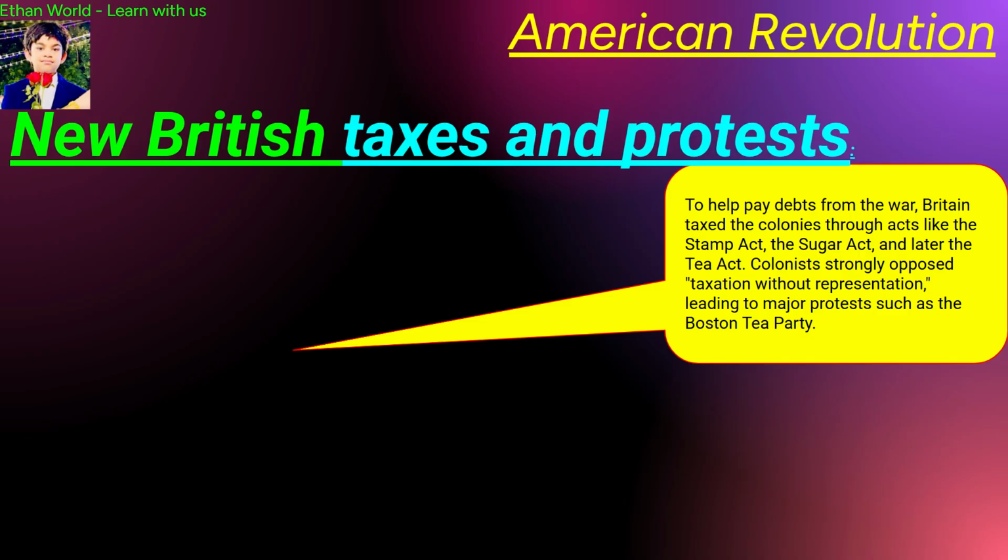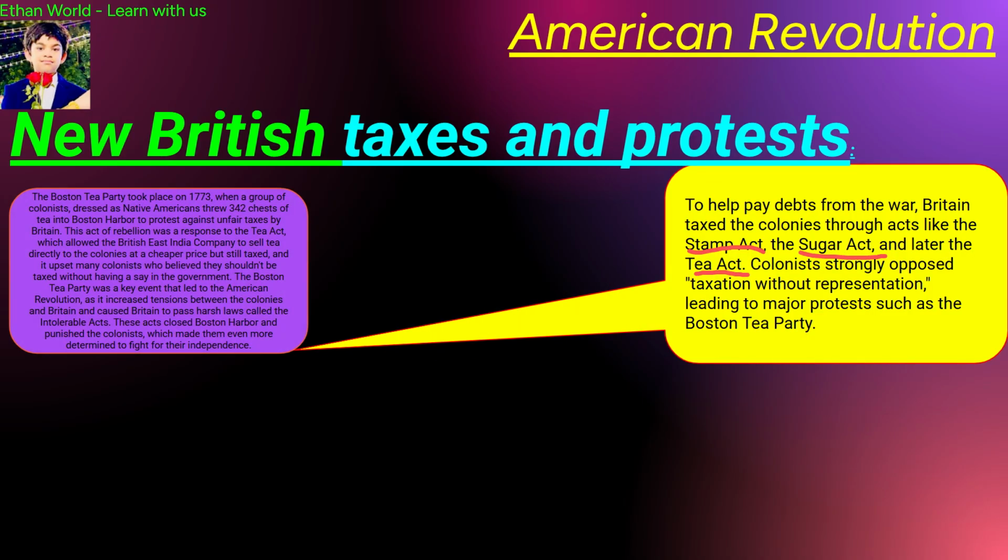So, right now, we have heard of 3 acts: the Stamp Act, Sugar Act, and Tea Act. But the most dangerous act of all time was the Tea Act, which led to the Boston Tea Party. So, let's learn the Tea Act. The Tea Act was basically the Boston Tea Party, which took place in 1773. It happened when a group of colonists dressed as Native Americans, specifically Mohawk Native Americans, threw 340 chests of tea into the Boston harbor to protest against unfair taxes by Britain.